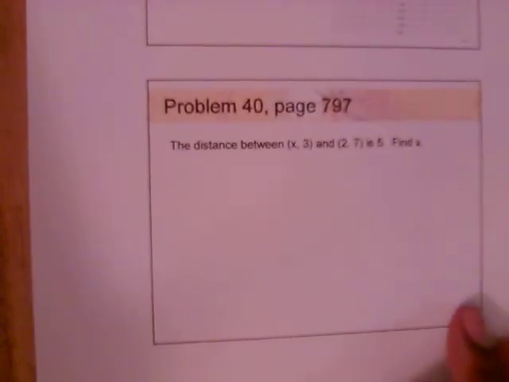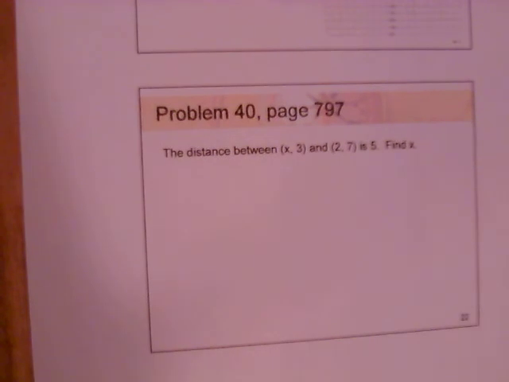Okay. Take a look at problem number 40 on page 797. Now this one, we're going to have to use the distance formula, and it's going to be used in a different way because you're told the distance between the ordered pair (x, 3) and the ordered pair (2, 7) is 5. And you want to find out what x is.